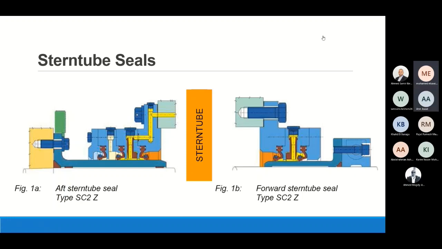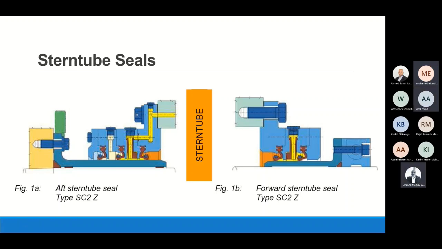So sorry, the liner is not rotating. It will be fixed to the stern tube, and the shaft will be rotating inside. No, the liner is connected to the shaft, so it will rotate with the shaft. The seal is not rotating.